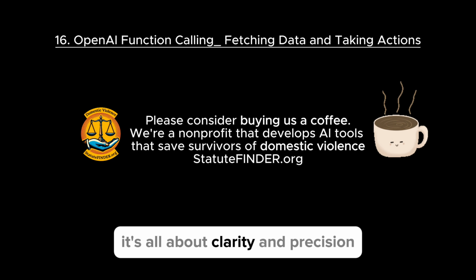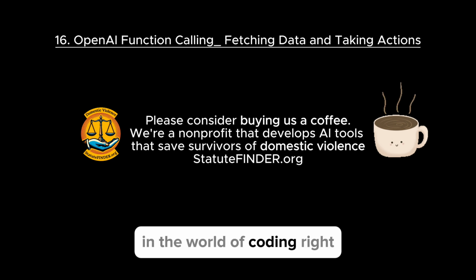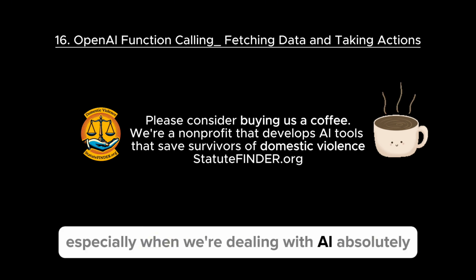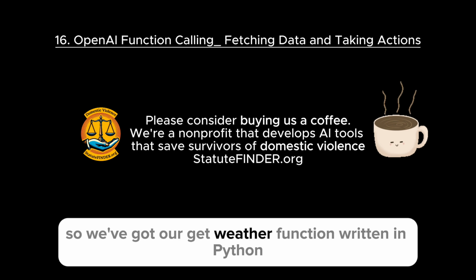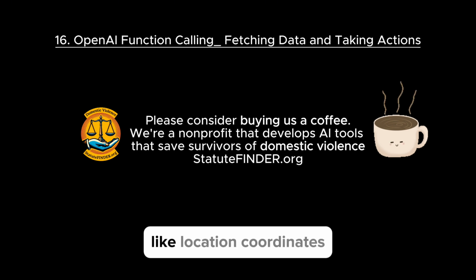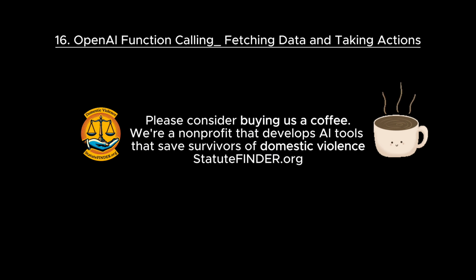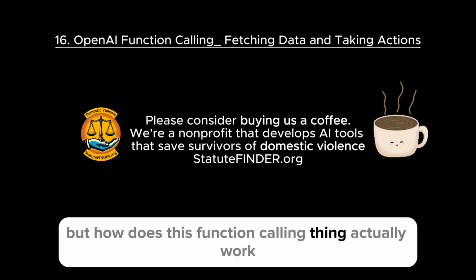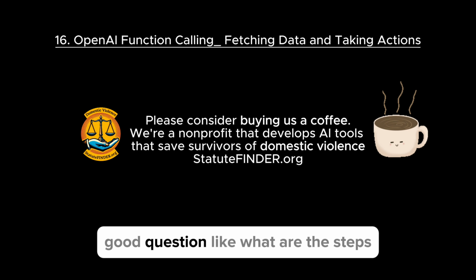It's all about clarity and precision in the world of coding. Especially when we're dealing with AI. Absolutely. Okay, so we've got our getWeather function written in Python. We're giving the model specific input like location coordinates. But how does this function calling thing actually work? Good question. What are the steps?